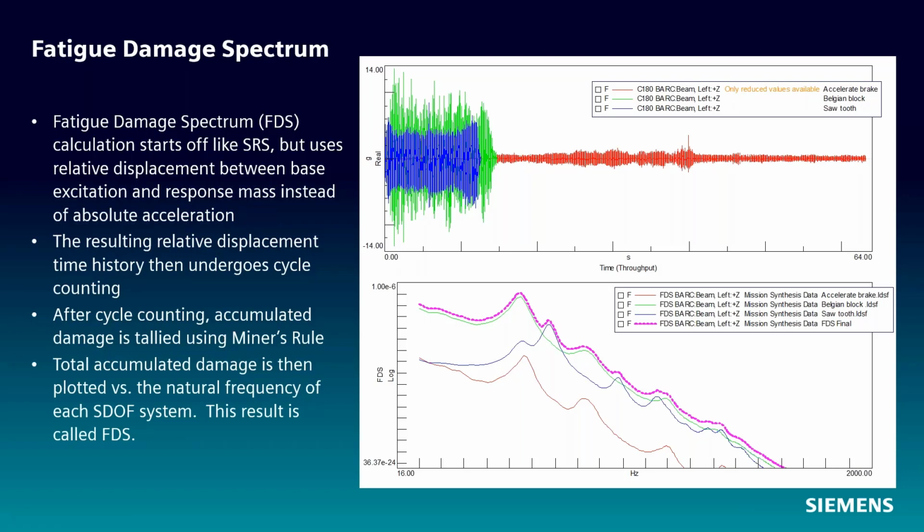And then we plot that total accumulated damage at the natural frequency of each SDOF system. And that's what we have in this graph down here below. These are the fatigue damage spectra from these time histories. Green is green, blue is blue, red is red. And then we have this pink trace here, which is the sum of all of these FDS spectra.